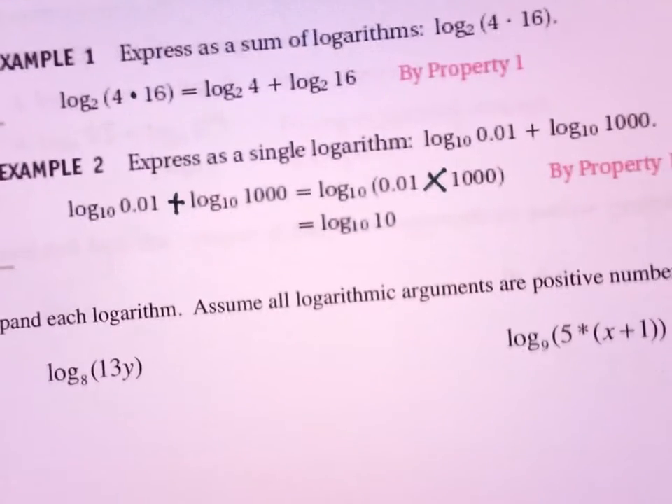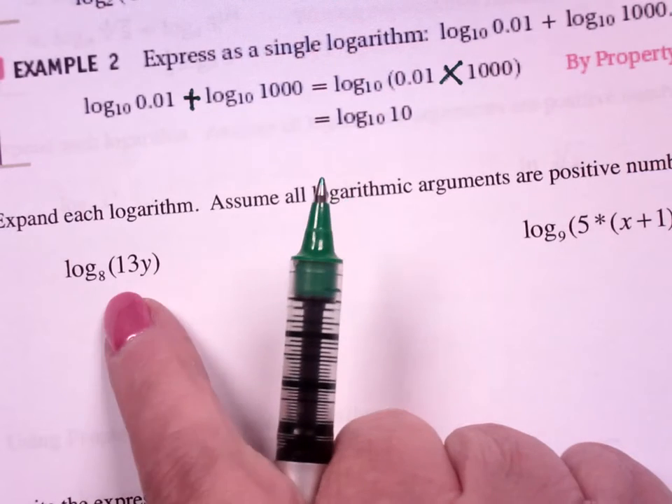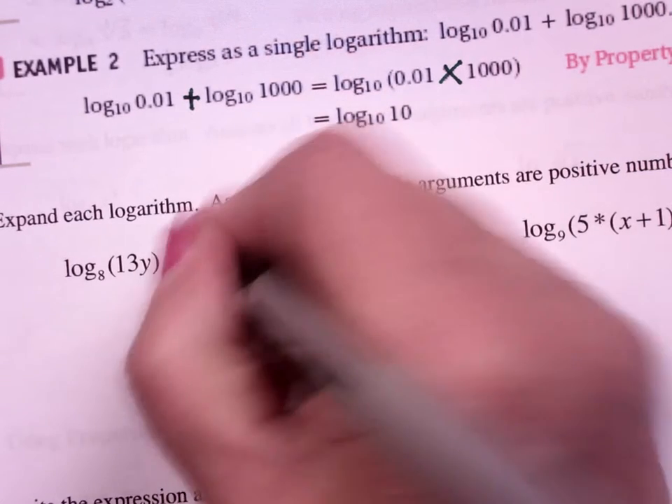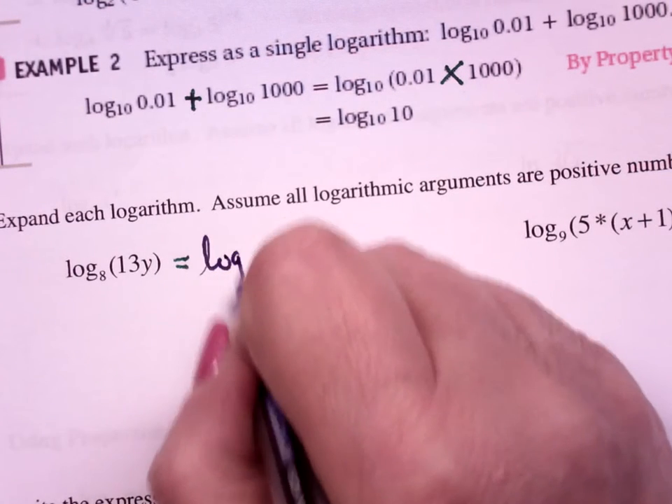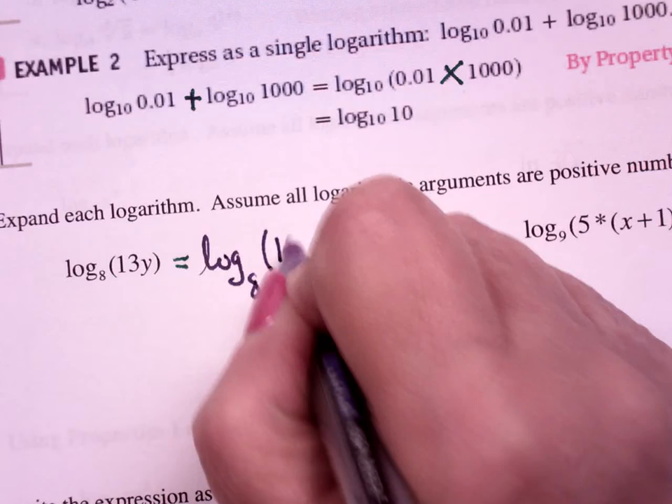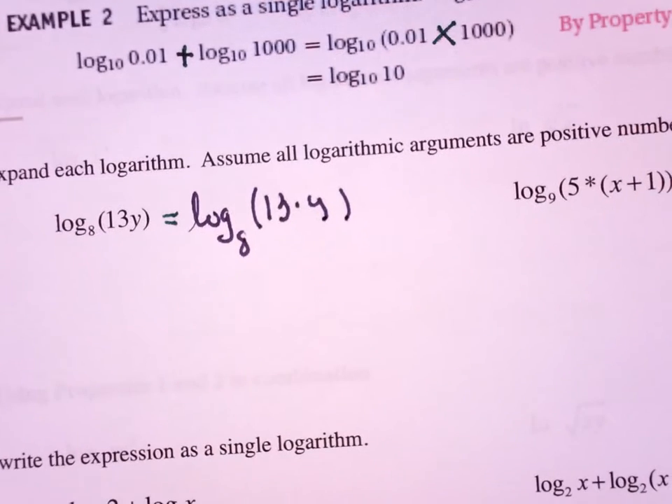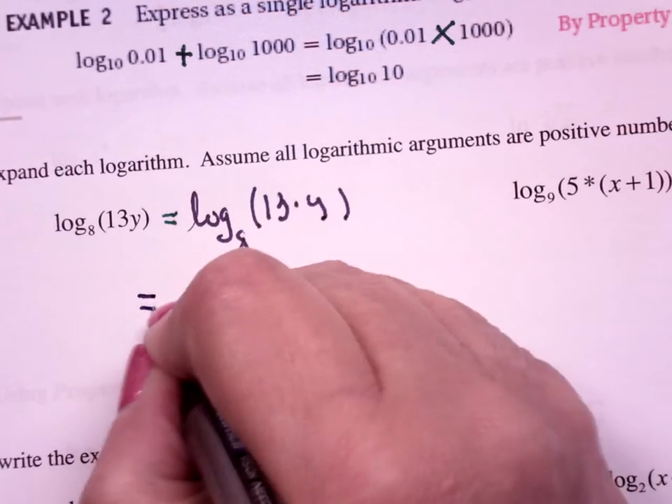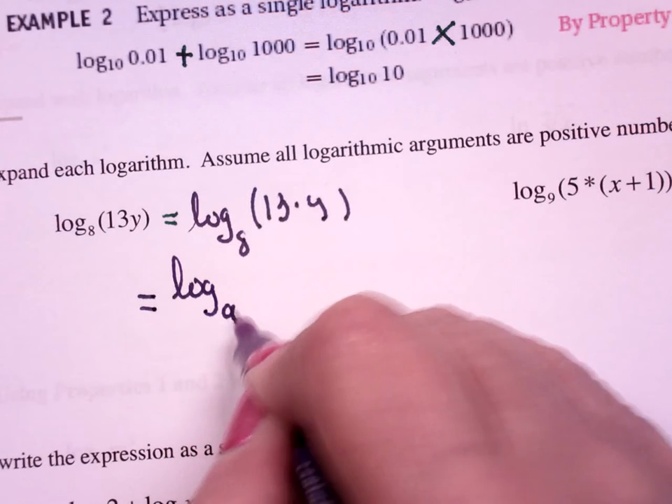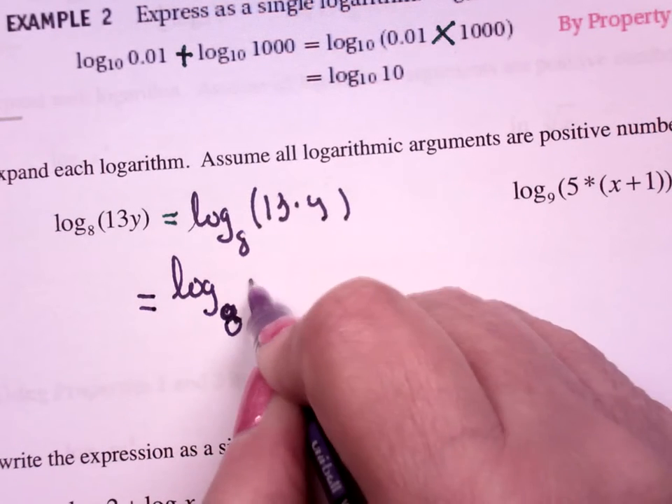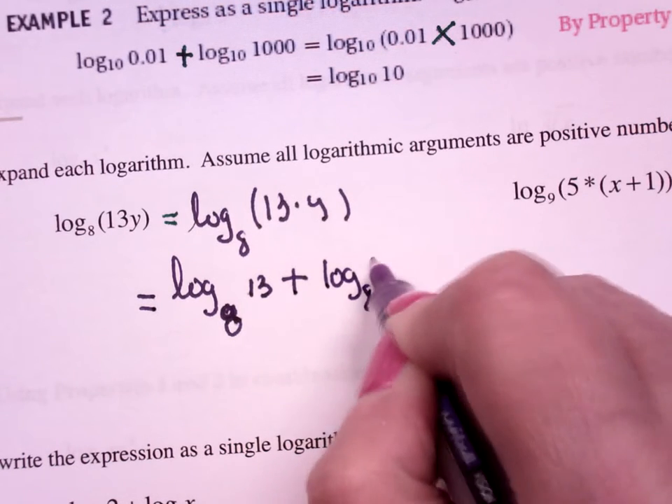So let's take a look at what this actually is. We have the log base 8 of 13y. When I look at this, it's log base 8 of 13 times y. So I've got two factors. This becomes, using the property of logs, the log base 8 of 13 plus log base 8 of y.